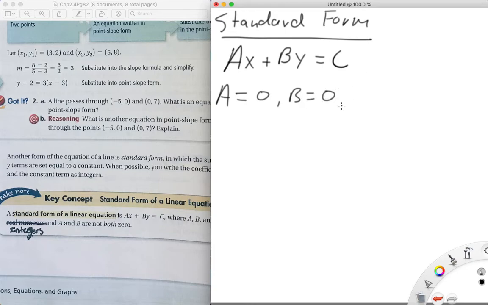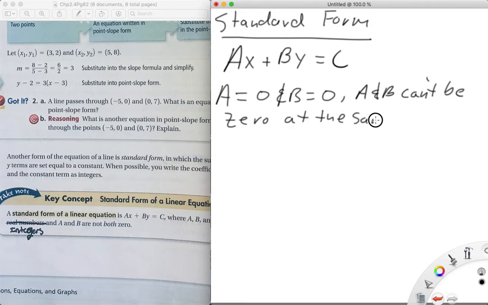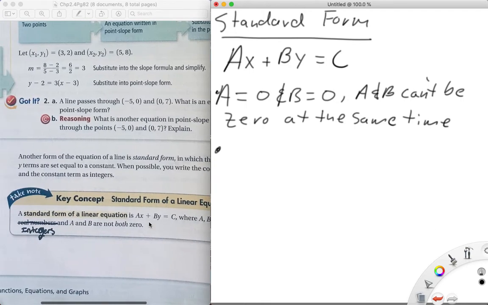However, A and B can't be 0 at the same time. A can be 0, B can be 0, but they can't be 0 at the same time. Now, here's where the book kind of makes a mistake. It says A, B, and C are real numbers. Notice they got crossed out and it says integers.